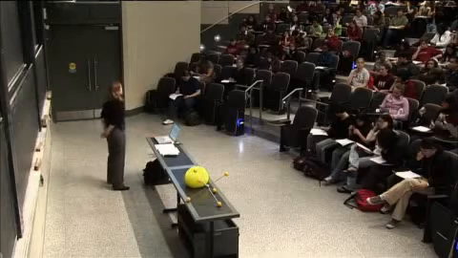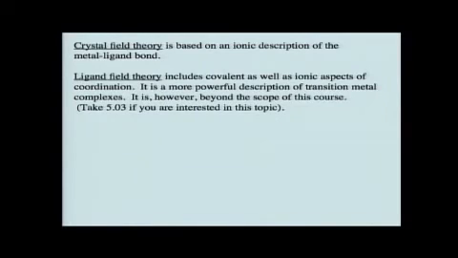Between these two theories that are used to explain how these d orbitals are being affected, crystal field theory is based on an ionic description. So it considers the ligands as negative point charges. It's a very simplified model, whereas the ligand field theory considers covalent as well as ionic aspects of coordination. It's more powerful, it's more useful, but it's also a bit more complex.